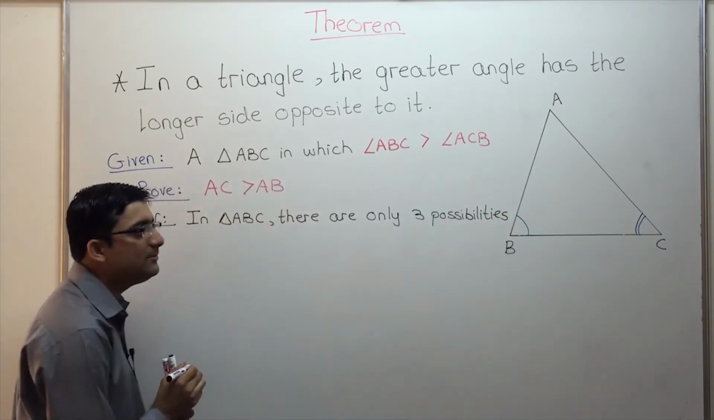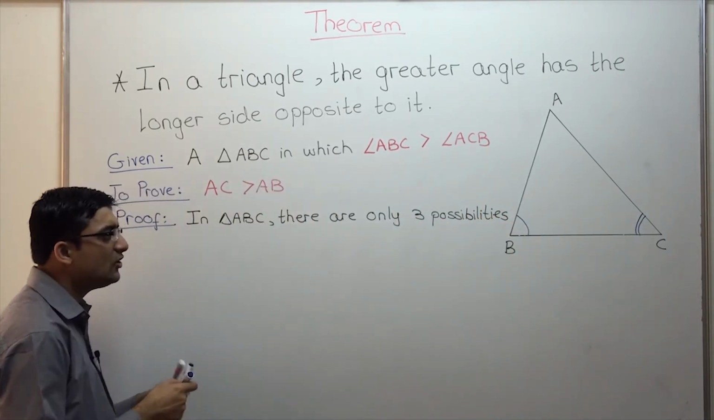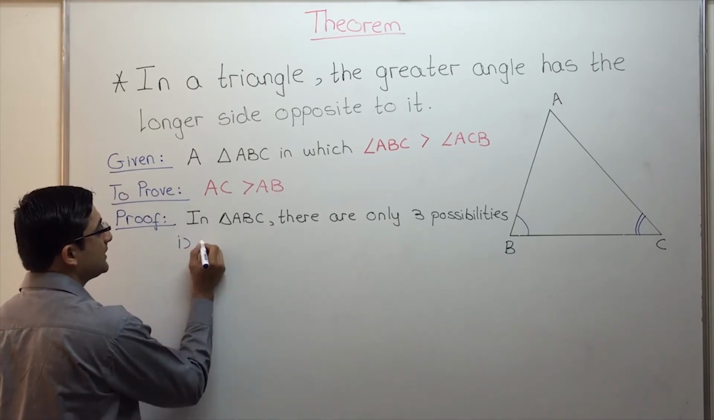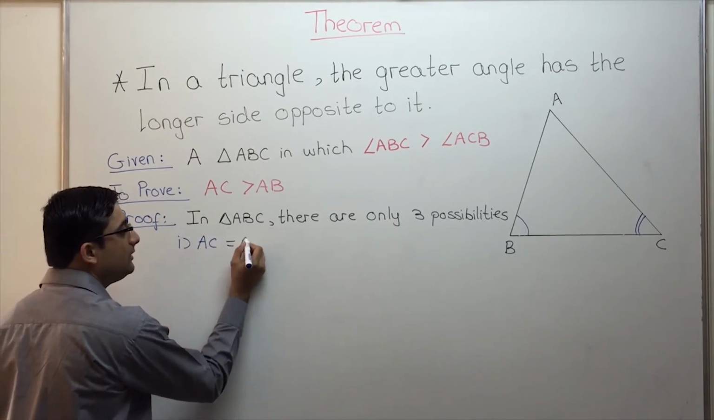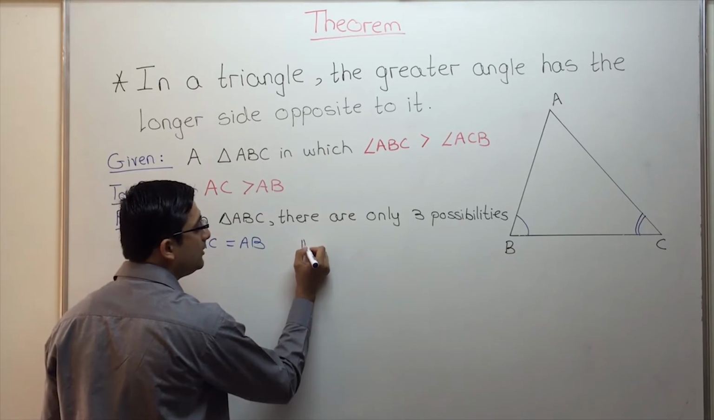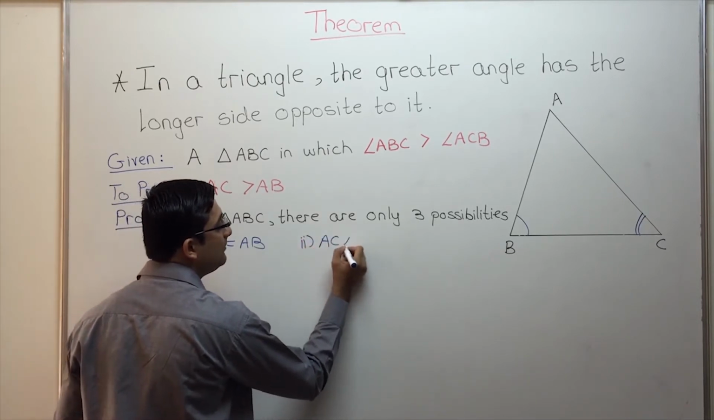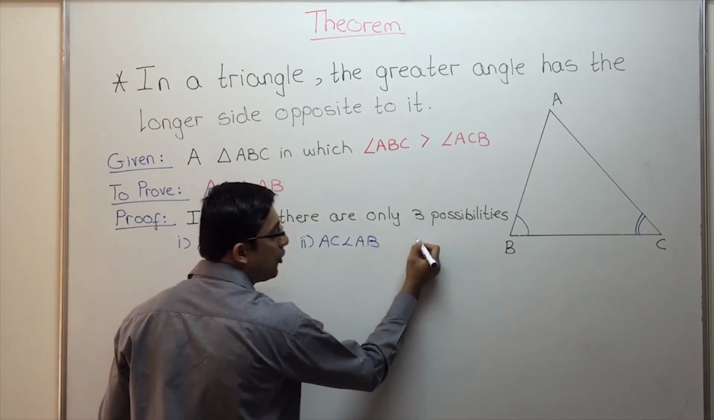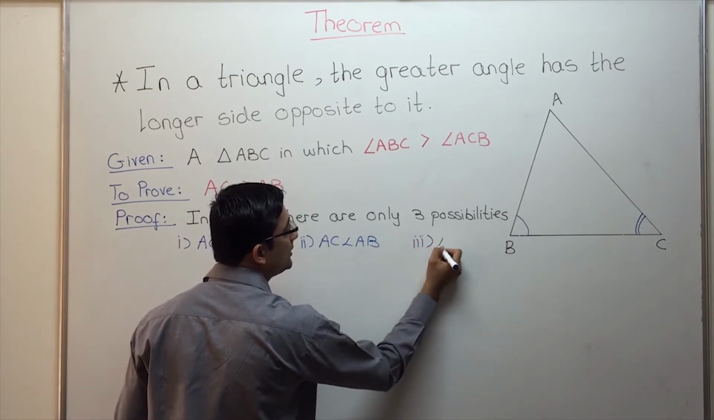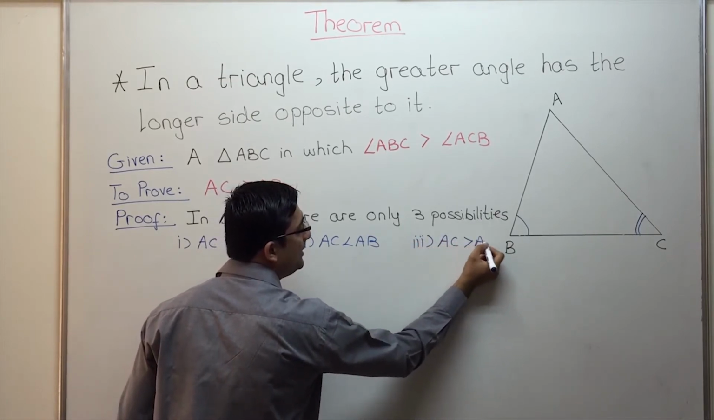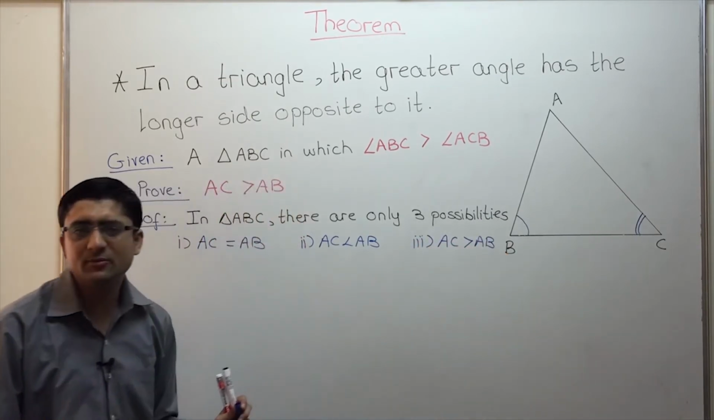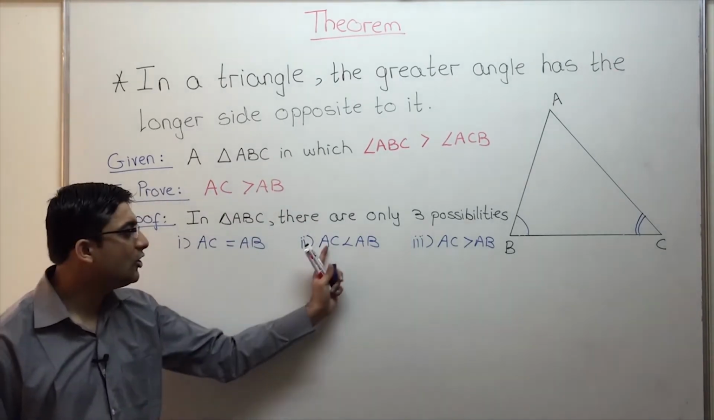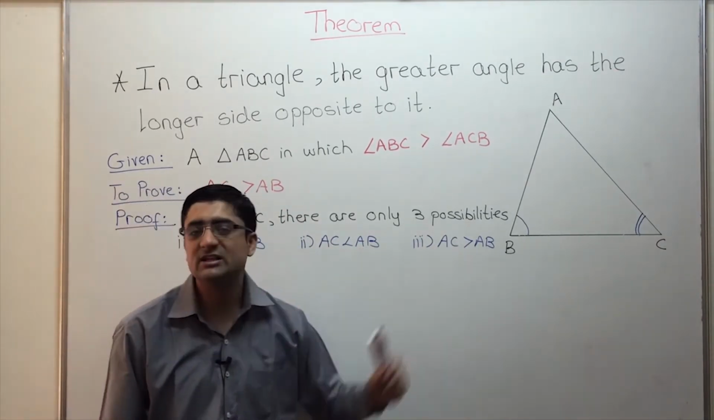So in triangle ABC, there are only three possibilities. What are the three possibilities? Either AC will be equal to AB, or AC will be less than AB, that is shorter than AB, or AC will be longer than AB. I repeat, between two sides in a triangle, there are only three possibilities. Either they'll be equal, or AC will be smaller than AB, or AC will be greater than AB.